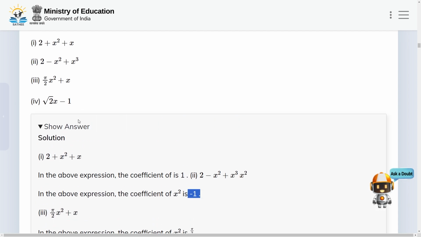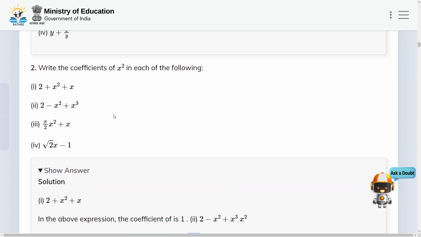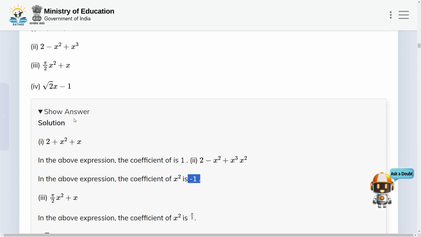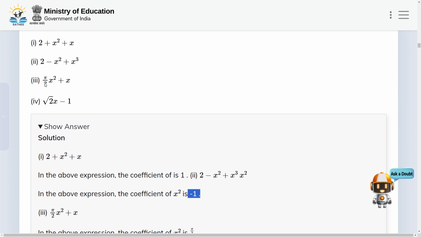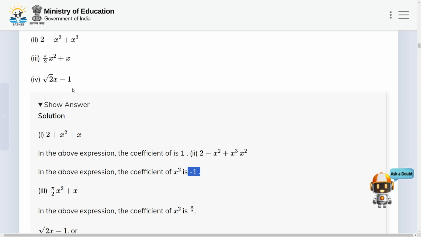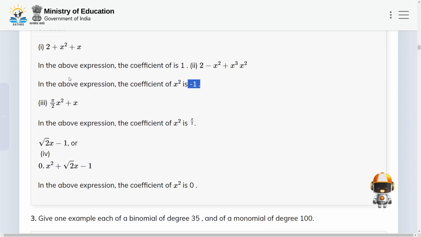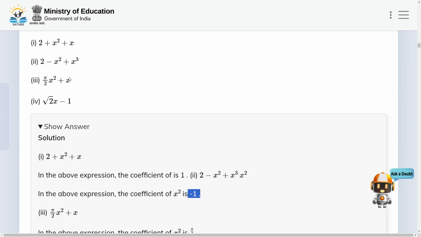In the third one, we have pi by 2 x square plus x. Here the coefficient of x square is pi by 2. So the coefficient of x square in this expression is basically pi by 2. Now let us see the next expression: root 2 x minus 1. Here the coefficient of x square is 0, since the term with x square is not involved in this expression. So the coefficient of x square is basically 0.